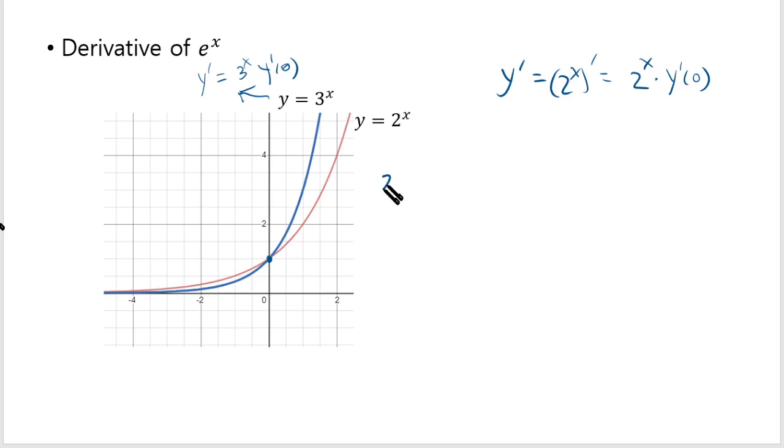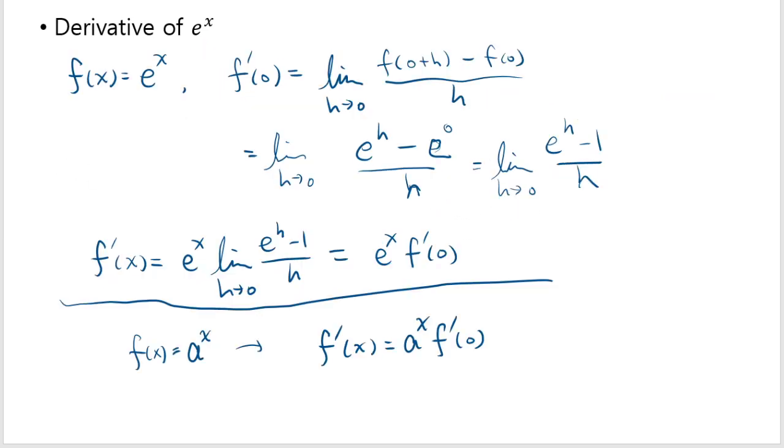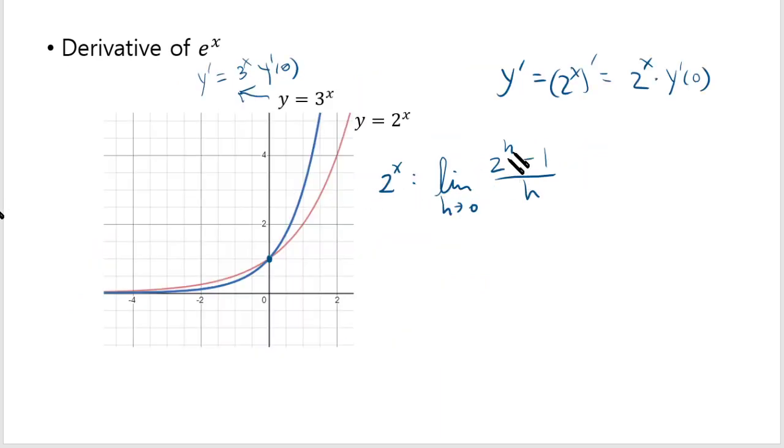So first, for 2 to the x, we're trying to do limit of h going to 0, 2 to the h minus 1 over h. That's exactly what we had, except that we were doing it for e, but we're doing it for 2 right now. So it's 2 to the h minus 1. Because we don't have any means to calculate this, we'll just do this numerically. So we'll just plug this into a calculator.